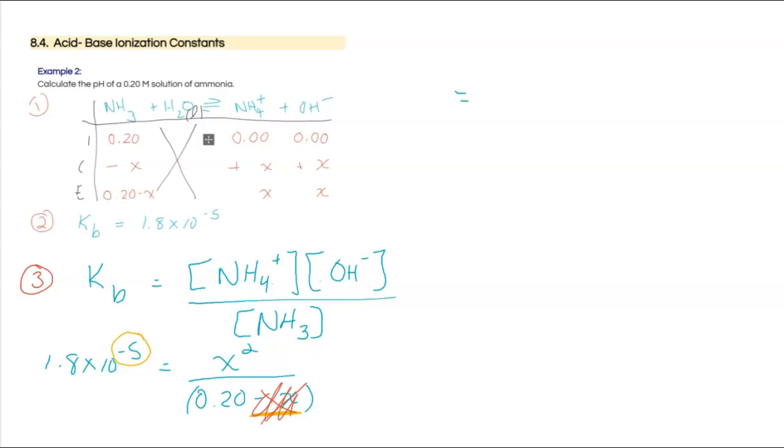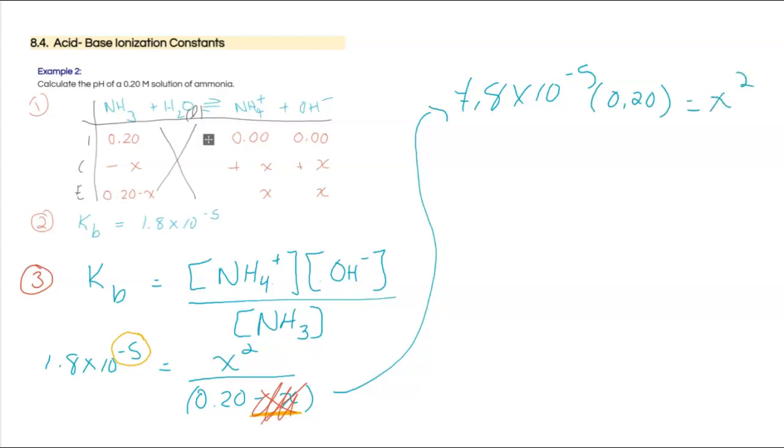The resulting equation that I would have would be 1.8 times 10 to the negative 5 times 0.20 is equal to x squared. That is an easy peasy equation to solve by taking the product and then the root of that scenario. I'm just going to go ahead and do that. You do that yourselves as well. I am getting a value of 1.9 times 10 to the negative 3 moles per liter.